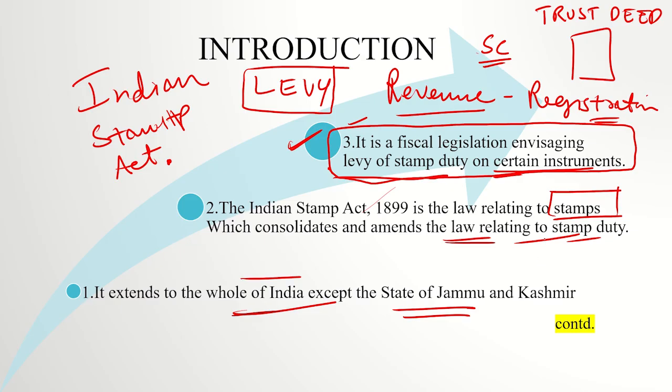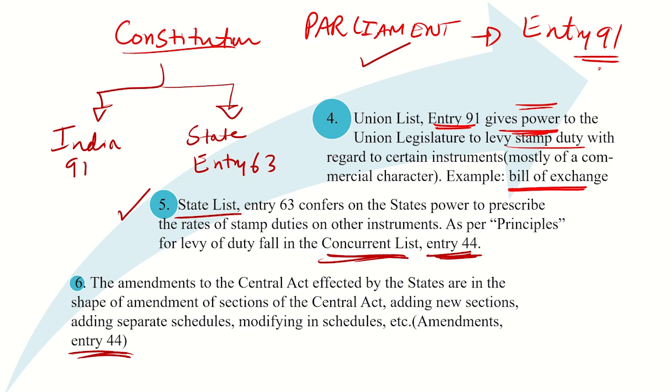Then we should try to understand the concept relating to the entire thing. This one sentence, please remember: Indian Stamp Act is a fiscal legislation envisaging levy of stamp duty on certain instruments. Any question you get in the exam, first you write this sentence, and half your trouble will be solved in that sentence itself. Then we understood the power. Where is the power to make law relating to stamp duty? It is in the Union List entry 91, State List entry 63, and also entry 44 in the Concurrent List.